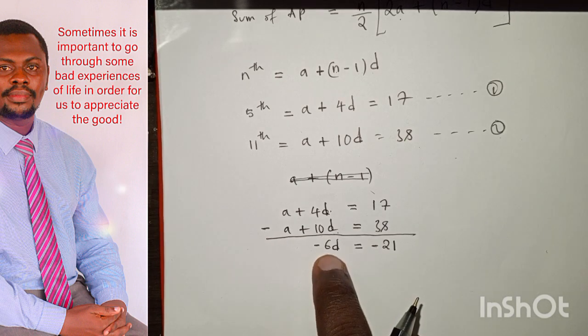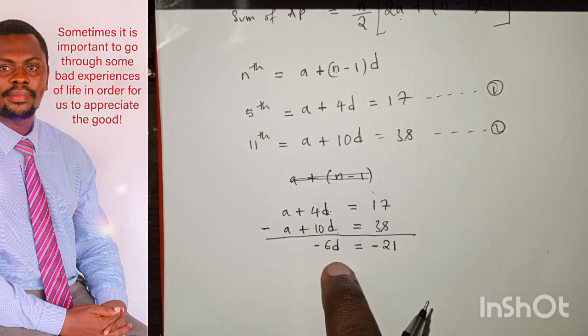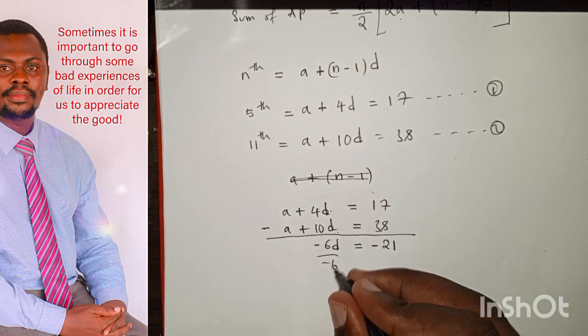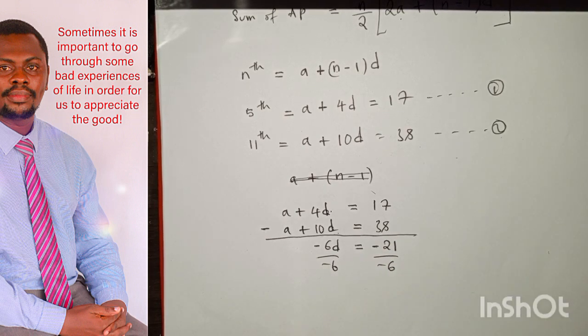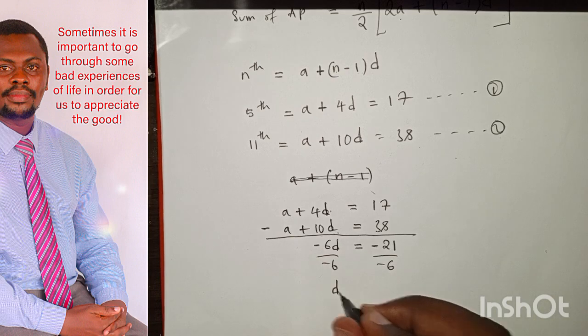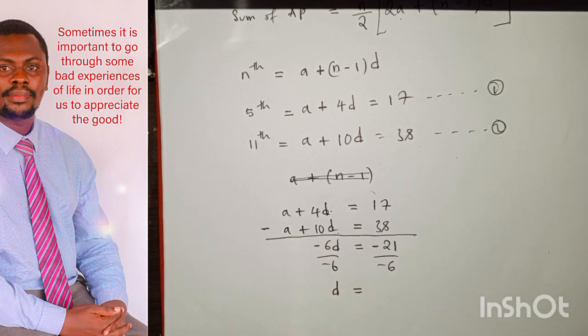Okay, then since we are solving for D, for us to remain with D, we are going to divide throughout by what? Minus 6. So over minus 6, over minus 6. So we are going to have D is equal to minus 21 over minus 6. So what we do is the minus and minus will cancel out. Then we are going to have 21 over 6.